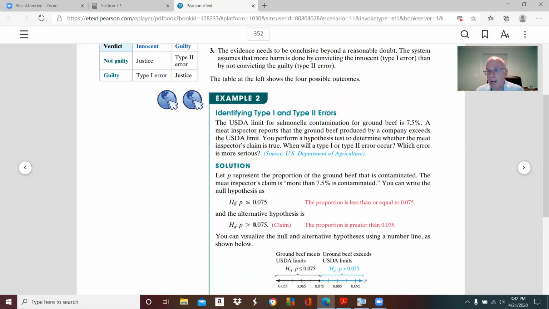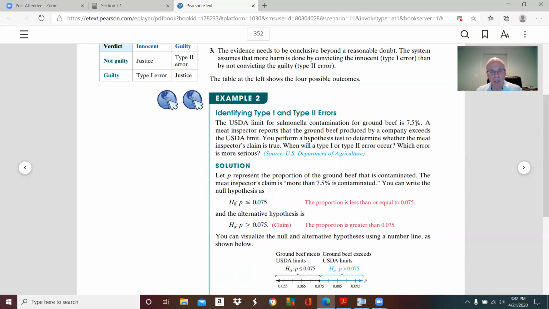What's the consequence of that? Well, if this test says the company is okay, it's not exceeding the limit, that means there's not going to be any restrictions on it, when in reality, it is exceeding the limit. And that means bad salmonella type meat is going out to the consumers. So that's bad. And I think the type 2 error here is worse than the type 1 error.